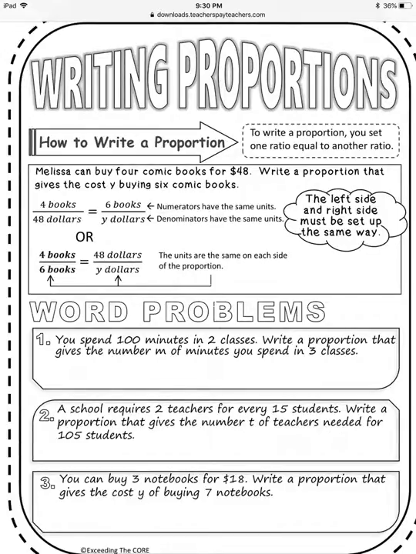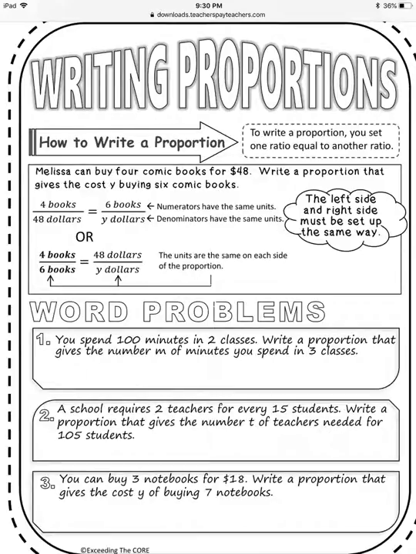Hello, ladies and gentlemen. So far we have learned how to identify proportions and to solve proportions. Next, we're going to learn how to write a proportion. To write a proportion, you set one ratio equal to another ratio. Melissa can buy 4 comic books for $48. Write a proportion that gives the cost Y of buying 6 comic books.